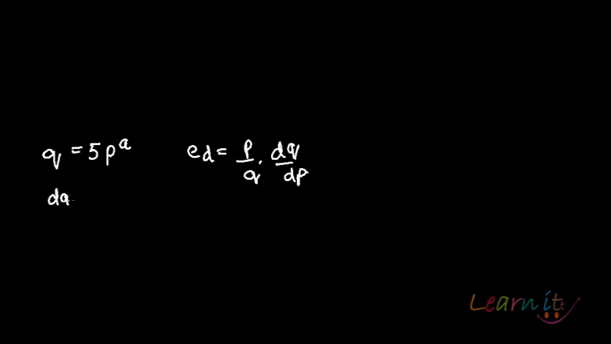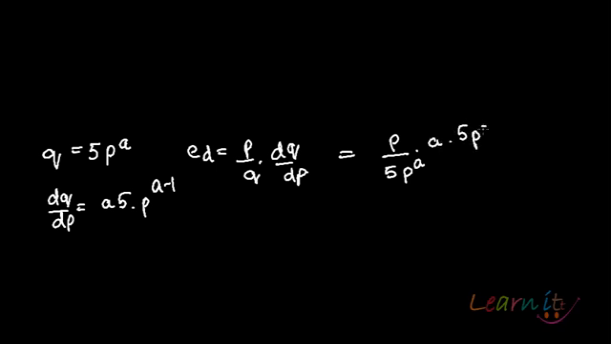So what is dq by dp? It is 5 into a into p to the power a minus 1. This is dq by dp. Substitute it into this function. So what you will get is p upon q. In place of q, you can write 5p to the power a, into a times 5 into p to the power a minus 1. This is what you will be getting.